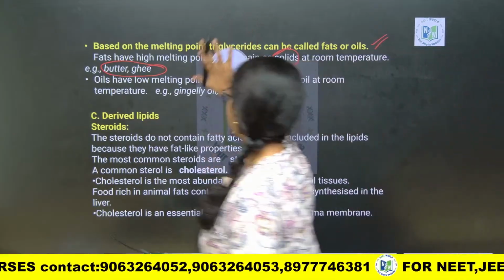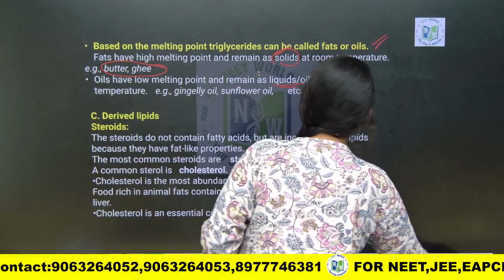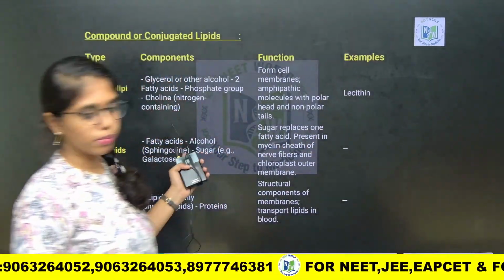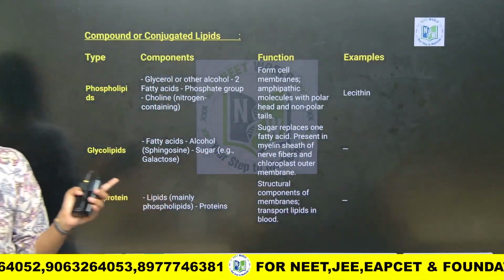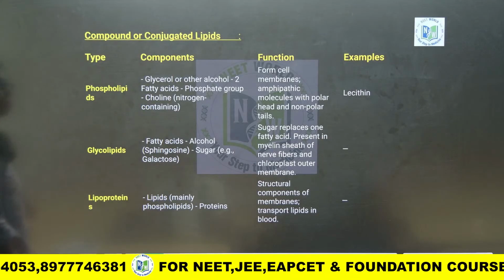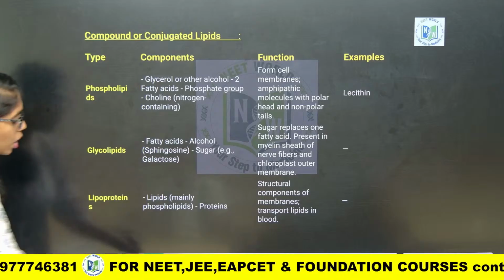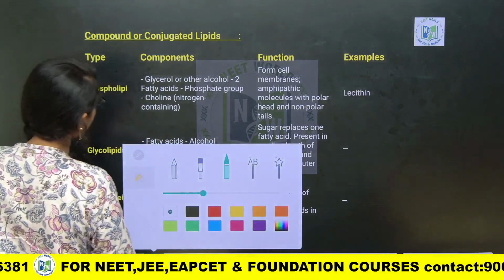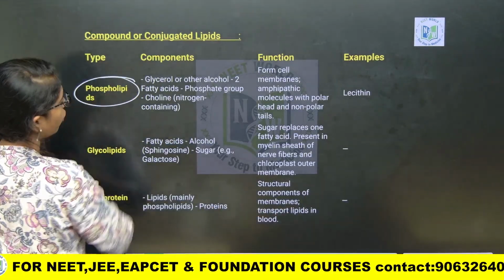Okay. Next we will look into what is conjugated lipids. First we will see conjugated or compound lipids, then we will move on to the derived lipids. So, here you see conjugated or compound lipids. First is phospholipids.